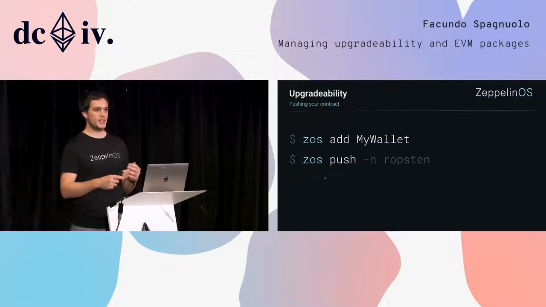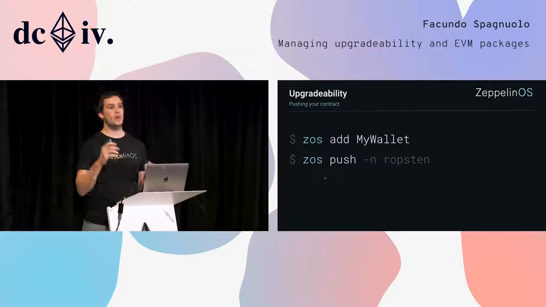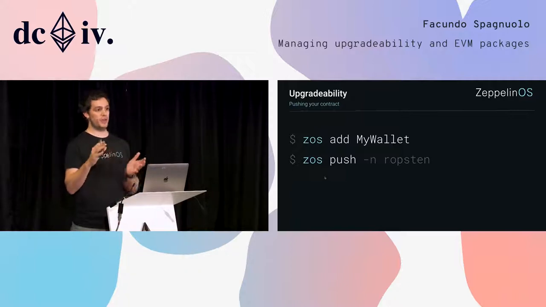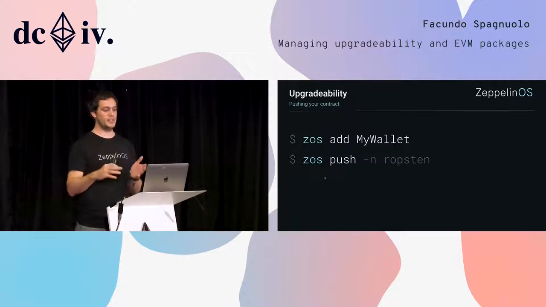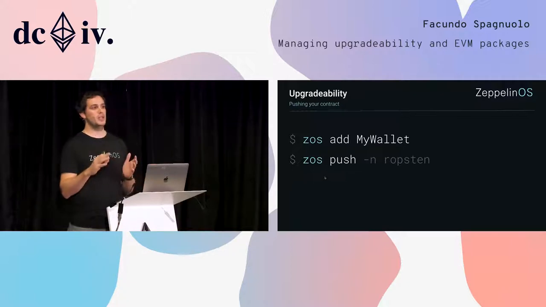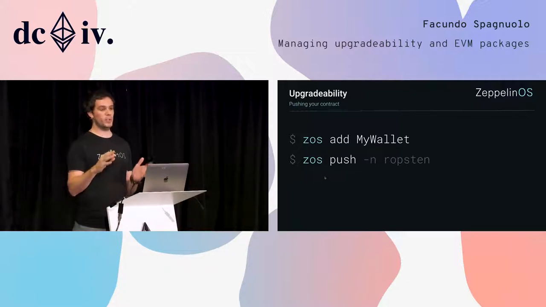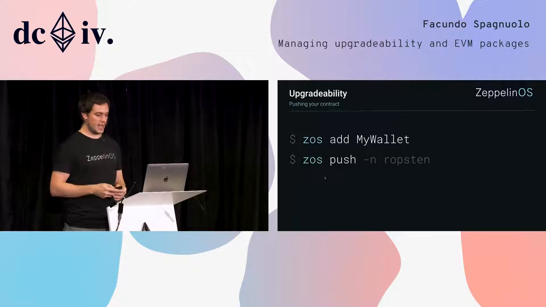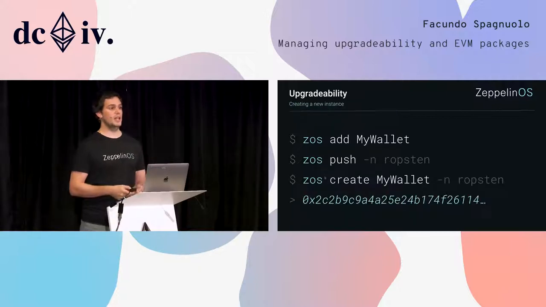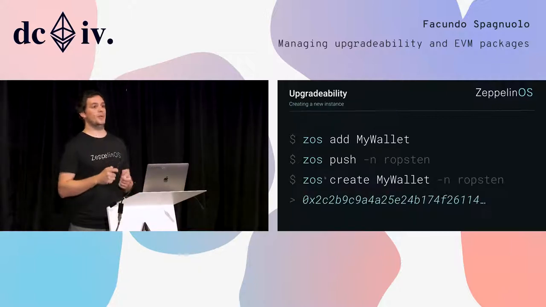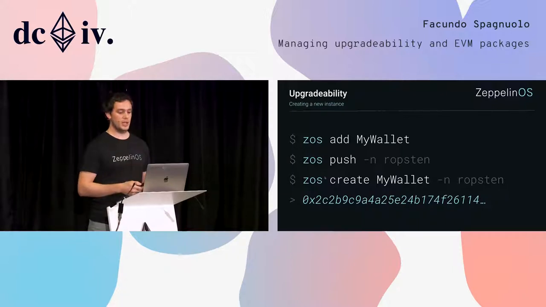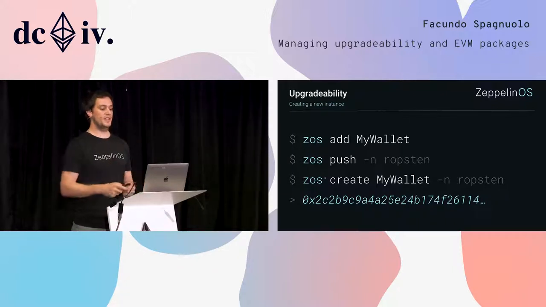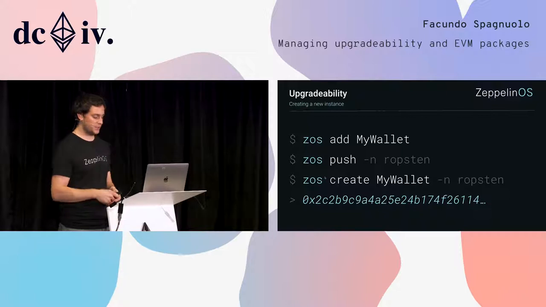And the second step is the push command. This is how we upload the bytecode of our contract to the network. In this case, for example, we're pushing the source code of the My Wallet contract to the Ropsten network. And finally, we have the create command. The create command will create an upgradeable instance of the My Wallet contract. And the address that we receive there is the new instance that we have just created.